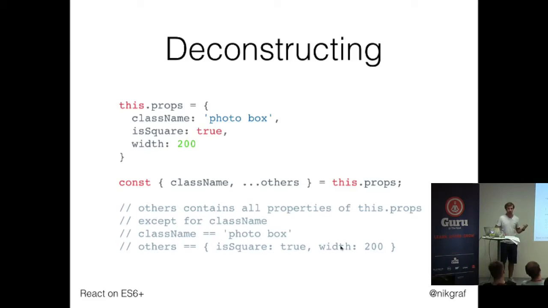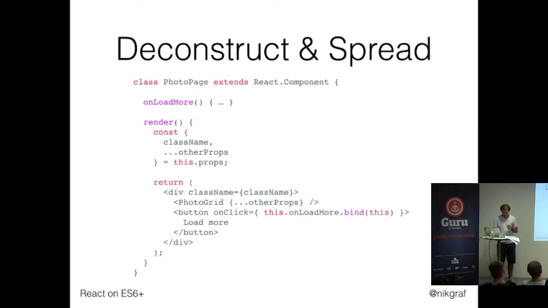And as I mentioned, it becomes really powerful when you combine spread and deconstructing, and there's the use case. So think about, we have a photo page here that extends from React component, obviously, because we create a React component here. I have my functions, and then I have my render method. And if you look at the HTML here, this photo page cares about having the right class name, so that's probably expected to pass down. And the rest, I simply want to pass down to the photo grid.